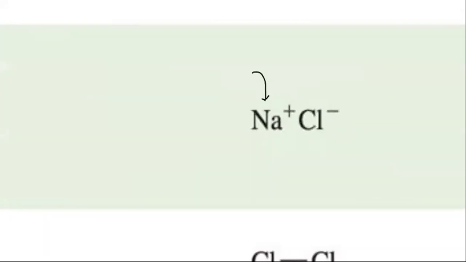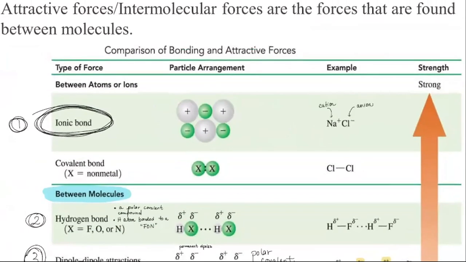What is the term that we use for when we have a positive ion? So what is sodium doing here? Great job, that's a cation. What about Cl minus? What is that called when we have a negative ion? Great, that's an anion.